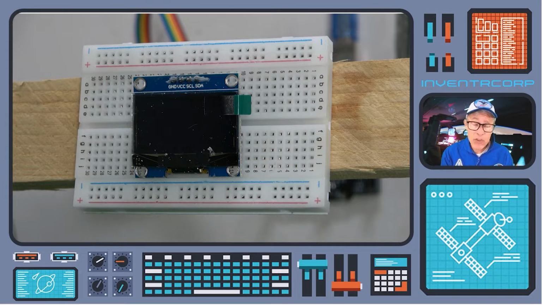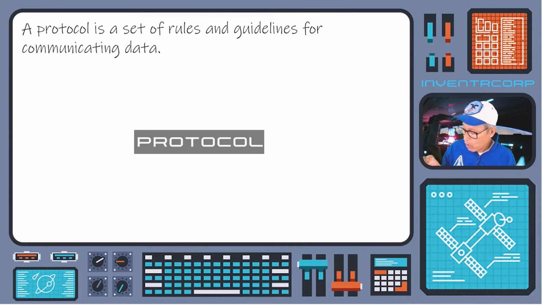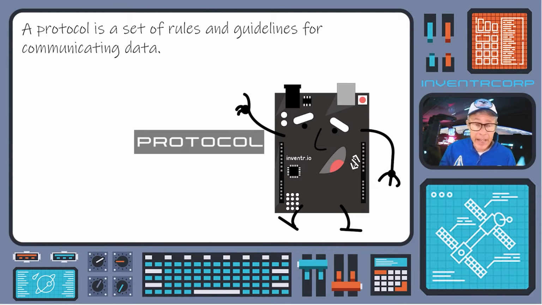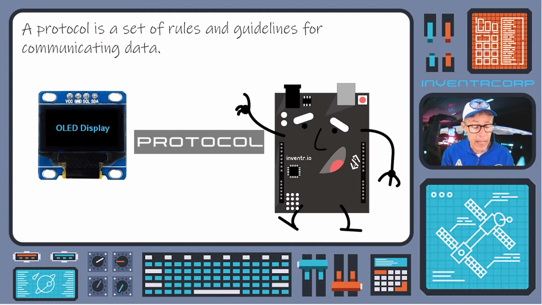And the approach that we're going to be learning about in today's session is a type of communications protocol that can be used between communicating devices. In this case, a protocol that can be used to communicate between our Hero and the OLED display.